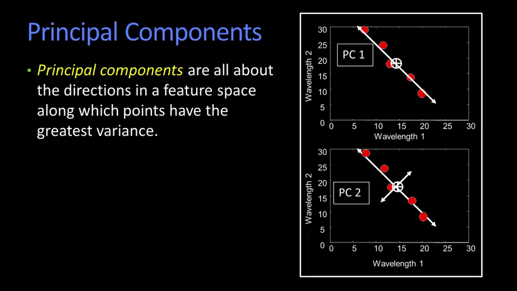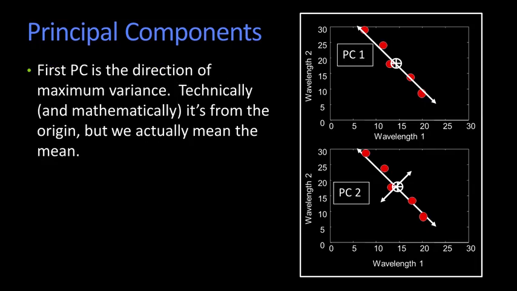Principal components. Fundamentally, principal components are about directions. The component is really a direction in a feature space along which the points that you care about in that space have the greatest variation, or variance. We'll make all of this more formal in a minute. So the first, it says PC here, first principal component is the direction of maximum variance.